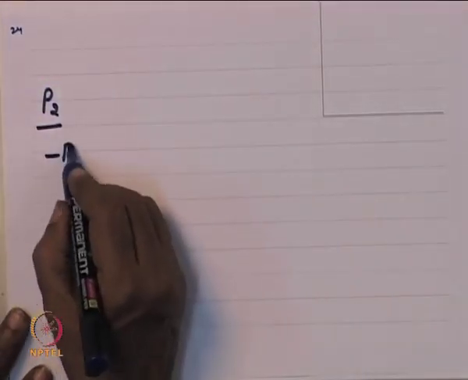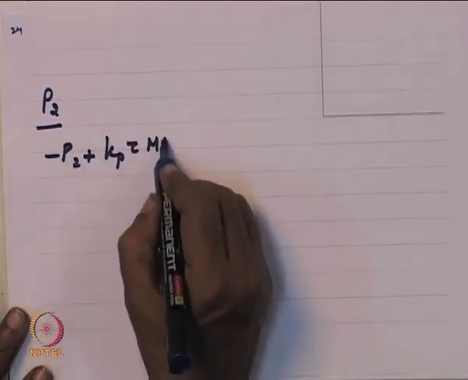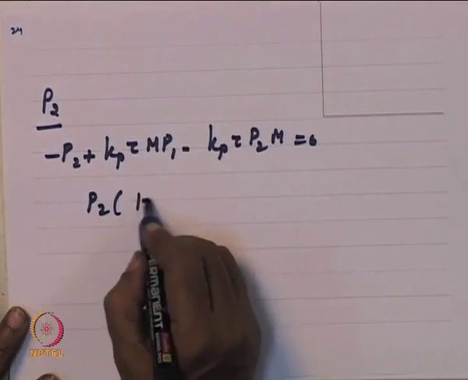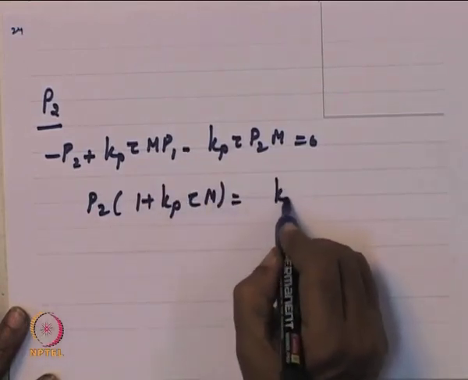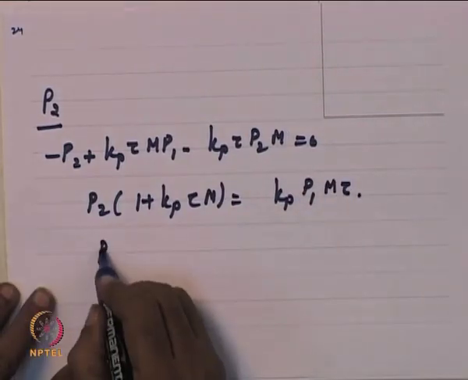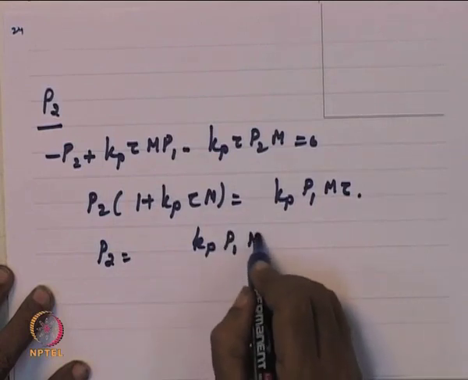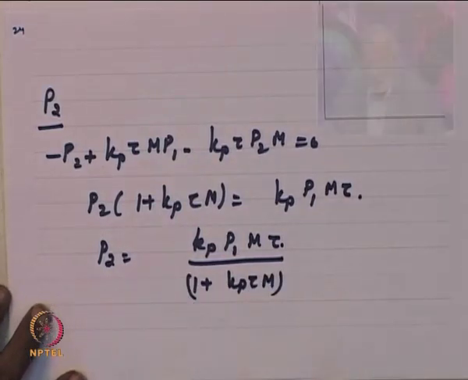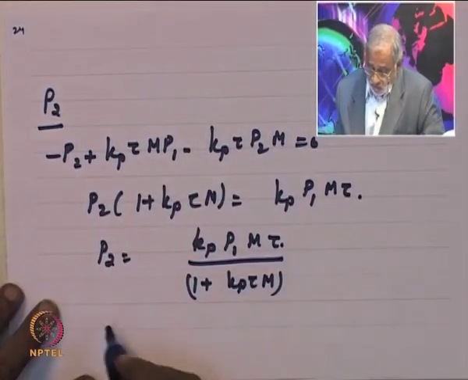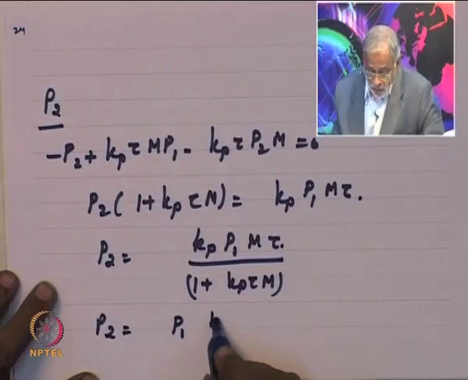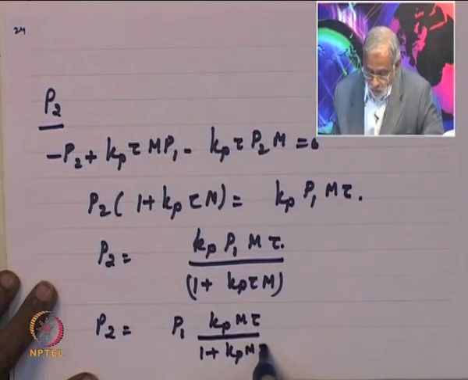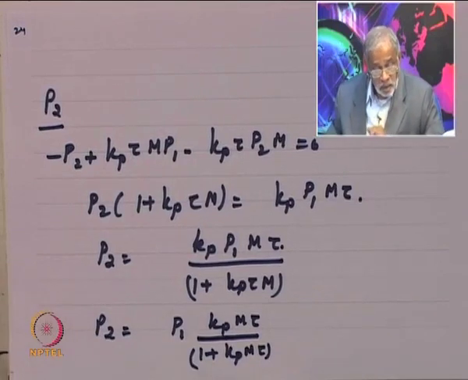Let me write for polymer P_2. So, we want to refer to P_2. So, P_2 plus K_p tau m P_1 minus K_p tau P_2 m equal to 0. Therefore, P_2 multiplied by 1 plus K_p tau m equal to K_p P_1 m tau. Therefore, P_2 equal to K_p P_1 m tau divided by 1 plus K_p tau m. I am not doing anything new here, please. It is just an elementary material balance for a stirred tank. So, that P_2 becomes P_1 K_p m tau divided by 1 plus K_p m tau. Okay. Is this all right?